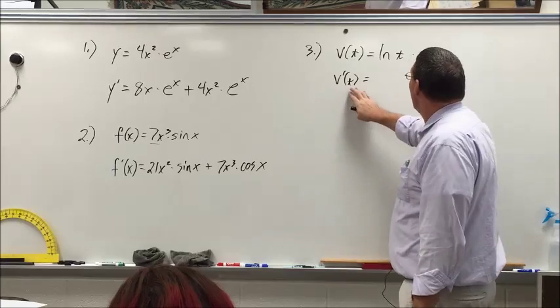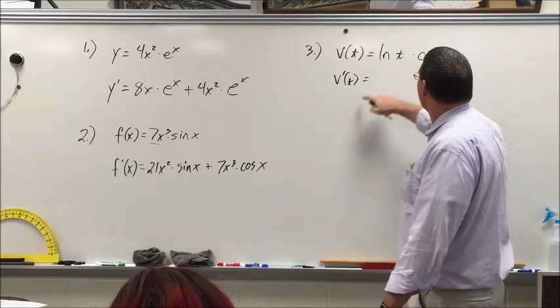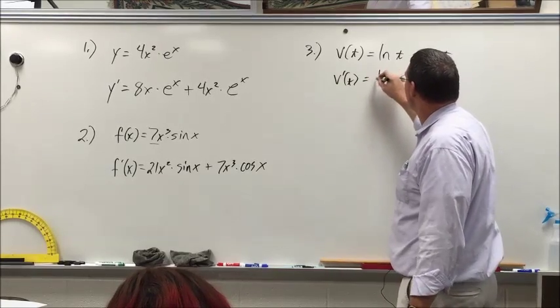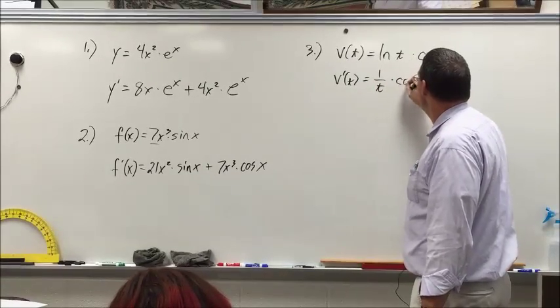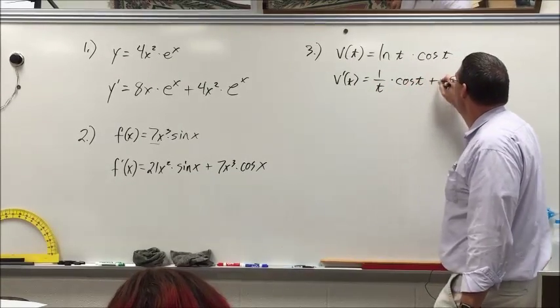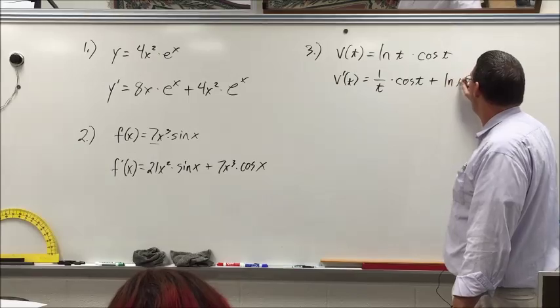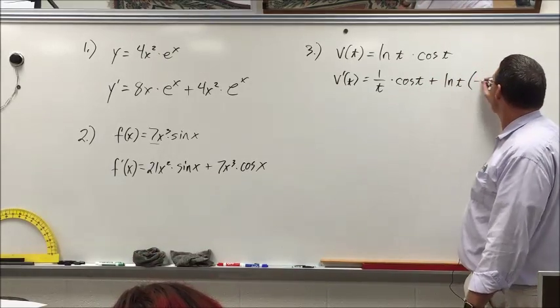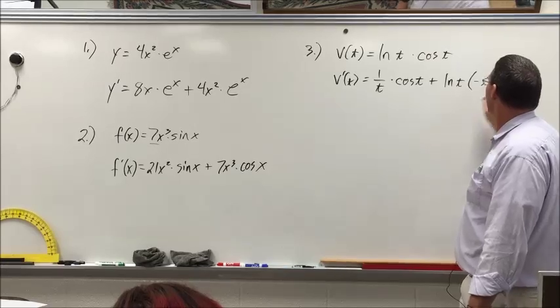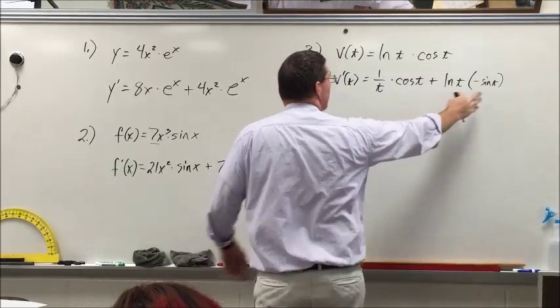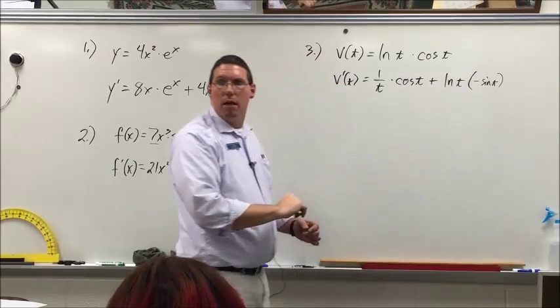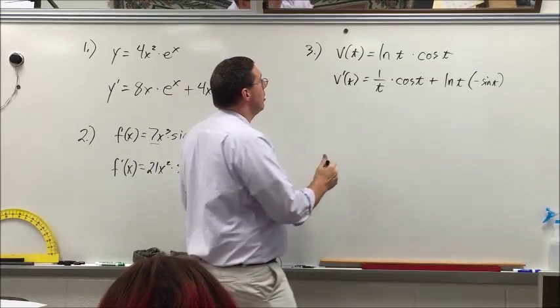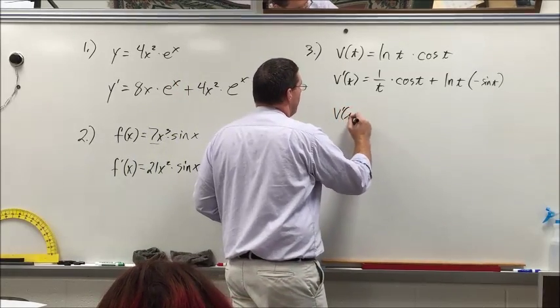Okay? So it's a product here, so we're going to do the derivative of the first, which is 1 over t, times the second, cosine of t, plus the first, natural log of t, times, now the derivative of cosine is negative sine, right? But I don't like the way this looks. It looks a little clunky, so I'm going to clean it up a little bit.